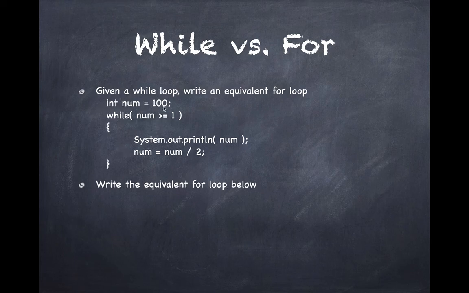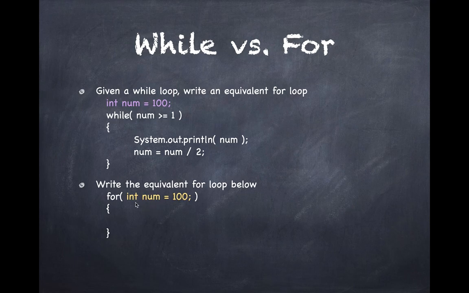We have num starting at 100, and we're saying while num is greater than or equal to 1, go ahead and print num, and then take num and divide it by 2. Okay? So that's how we're changing it. So write the equivalent for loop below. Well, the first thing that we're going to do is write the word for. So we're going to say for with a set of parentheses and then a set of brackets.